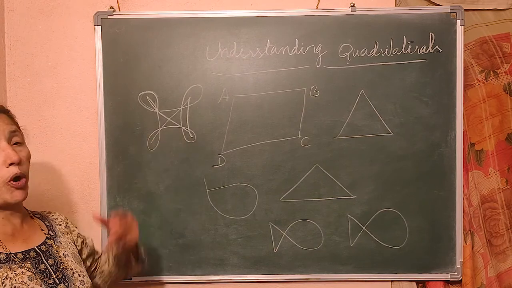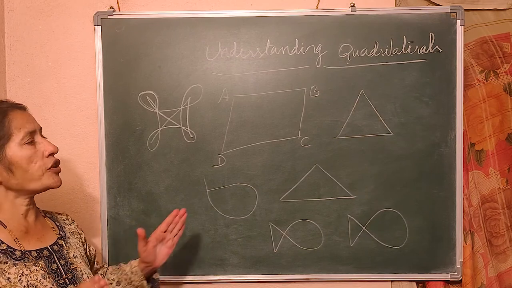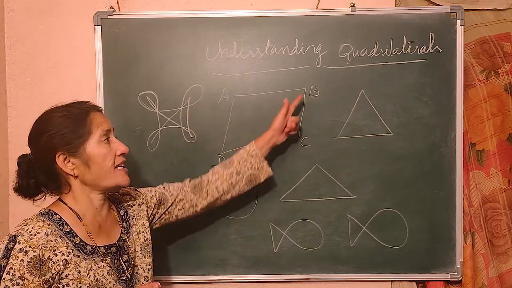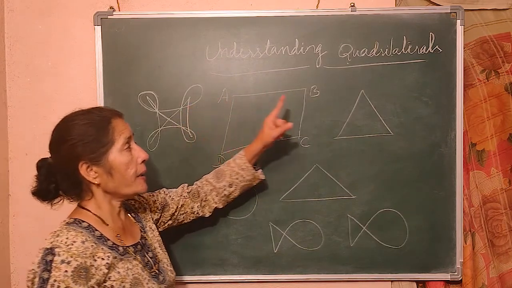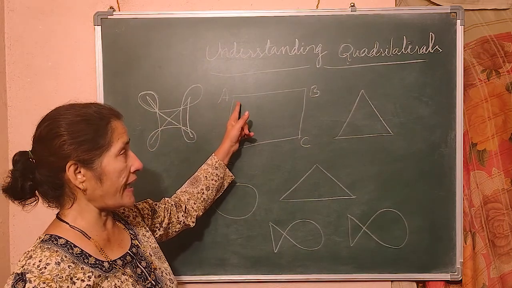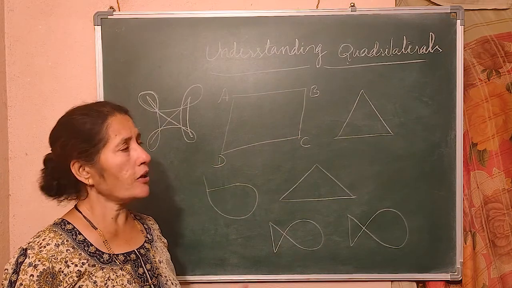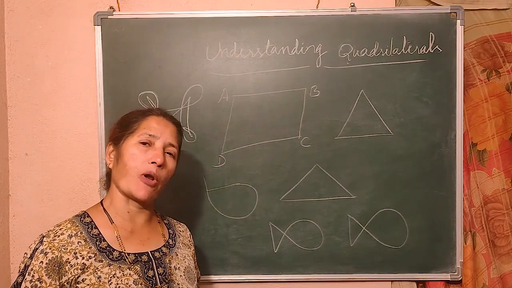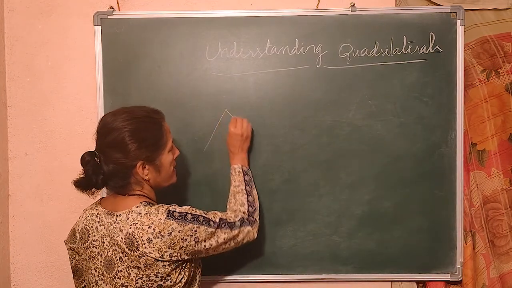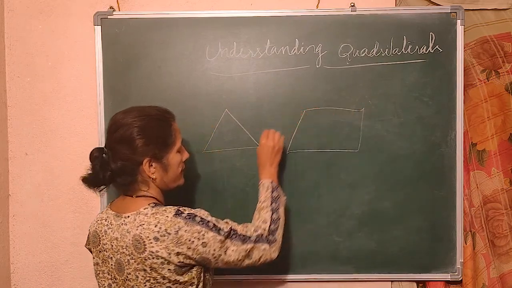Now let us go to the polygon. A polygon is a figure having three or more sides, three or more vertices. Here A, B, C, D are vertices. Here angle A, angle B, angle C, angle D. Right? All they constitute a polygon. Now my question is, this is a polygon, right?